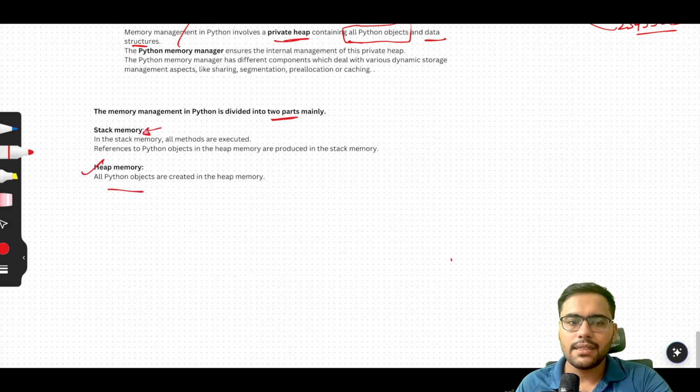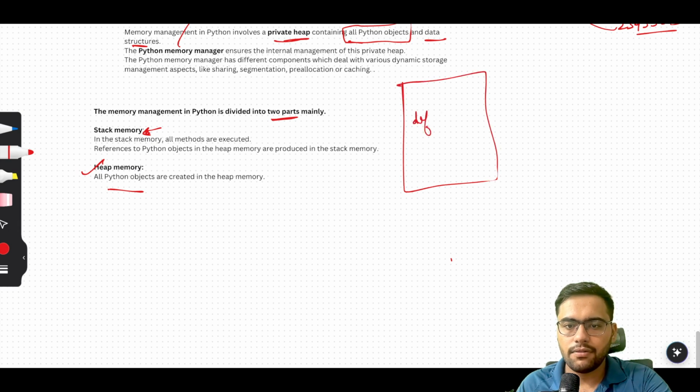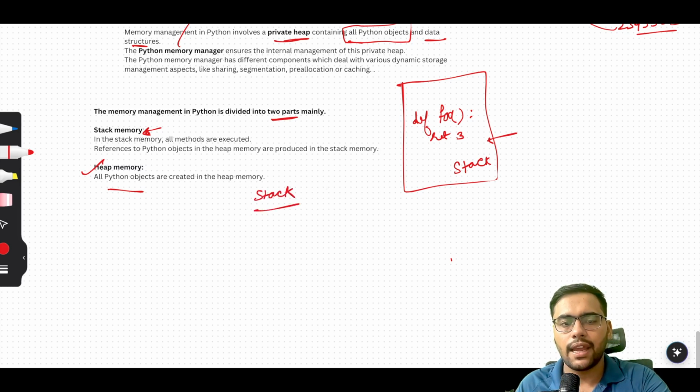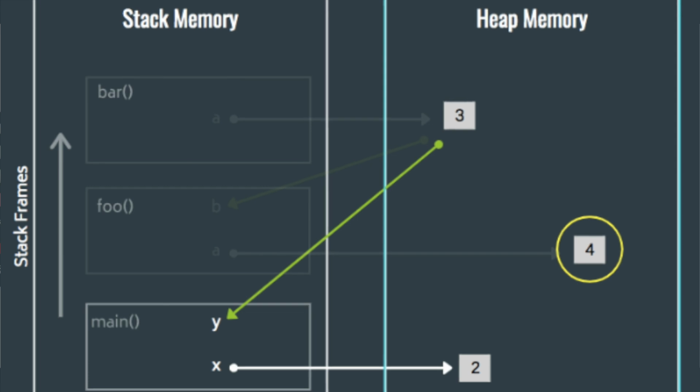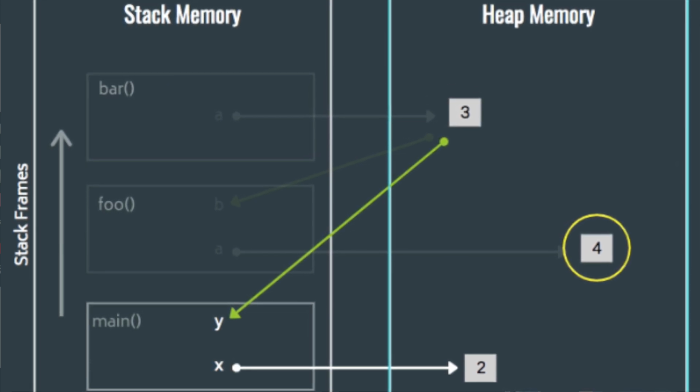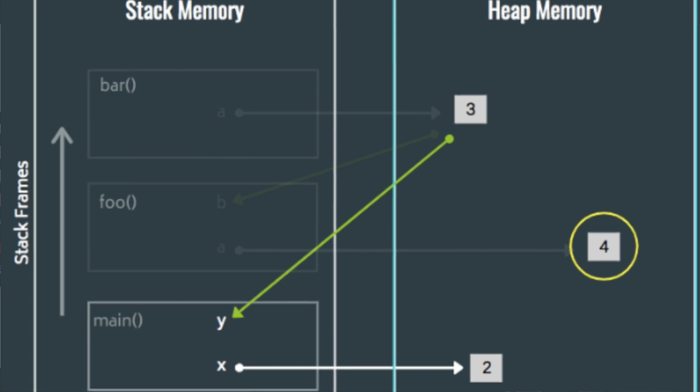Stack memory is where, let's say I define a function def foo of something and return 3. This function and all of its execution will be on the stack. So we have a stack on which all the local variables we defined, like x, are stored, with the help of a reference to the heap. The local variables and all the functions are actually defined in the stack, and on the heap, all the objects are defined.